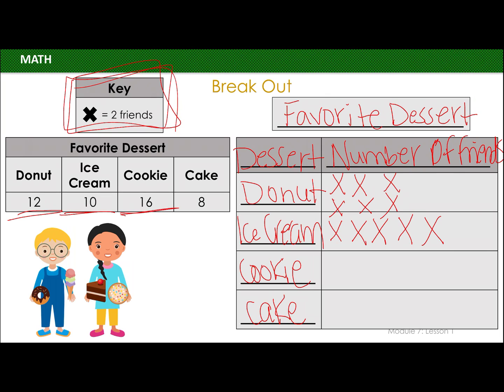My next is cookie. 16 friends said that cookie was their favorite dessert, so I'm going to count by 2's and be extra careful. 2, 4, 6, 8, 10, 12, 14, and 16. My last dessert is cake. So 8 friends said that cake was their favorite dessert, so I'm going to count by 2's again. 1, 2, 3, 4, 5, 6, 7, 8.